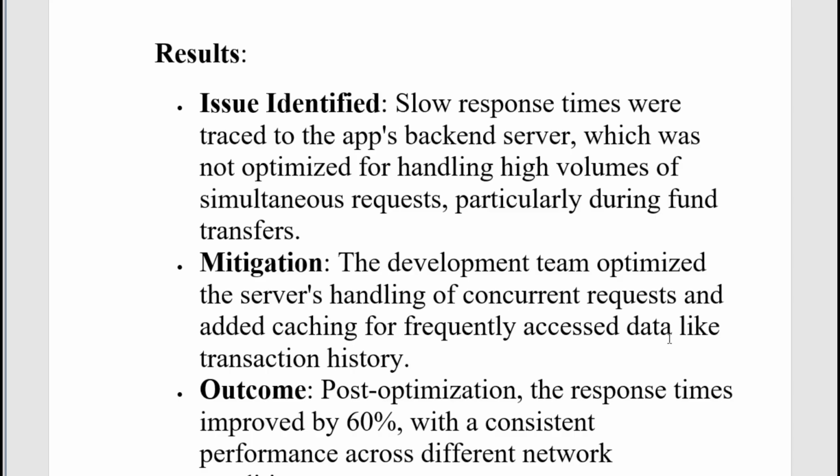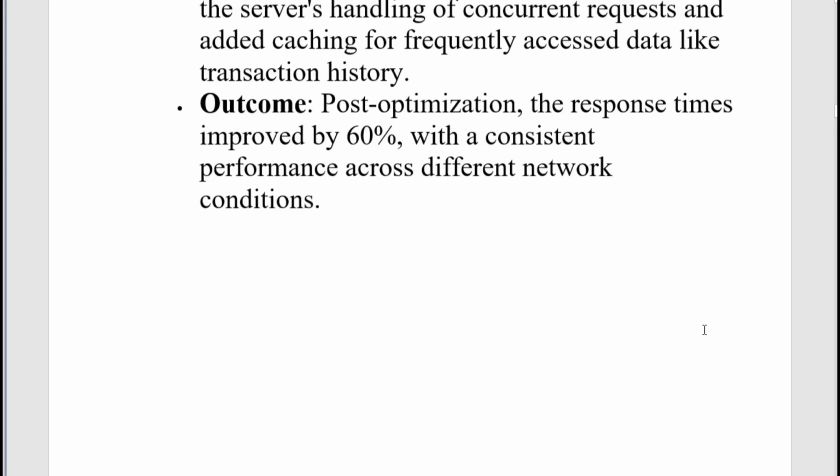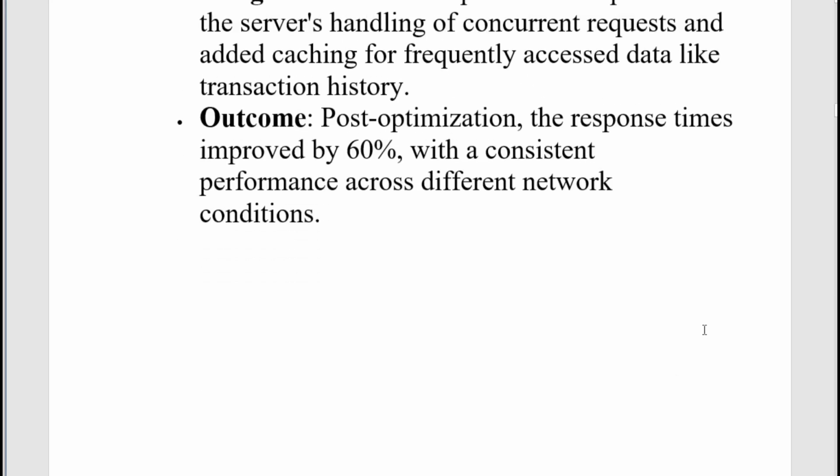Mitigation: the development team optimized the service handling of concurrent requests and added caching for frequently accessed data like transaction history. Outcome: post-optimization, the response times improved by 60% with consistent performance across different network conditions.